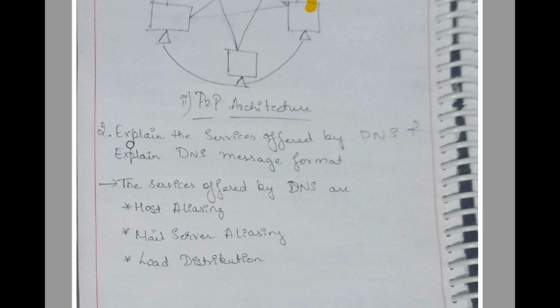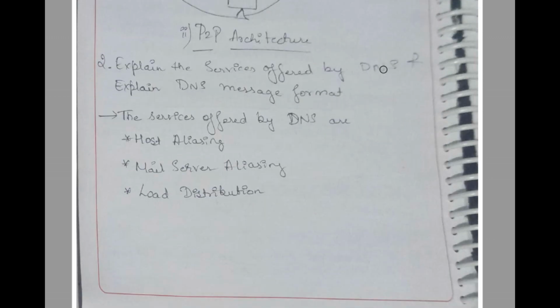The second question is, explain the services offered by the DNS and explain the DNS format. It is also asked for 8 to 10 marks. The services offered by DNS are three: host aliasing, mail server aliasing, and load distribution.